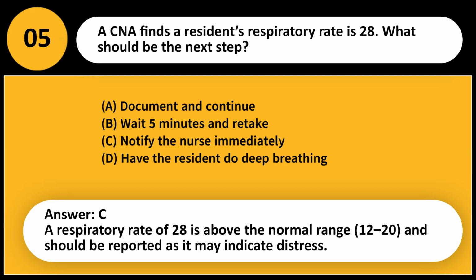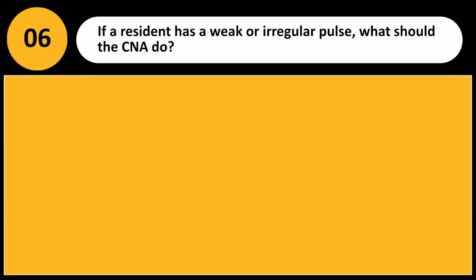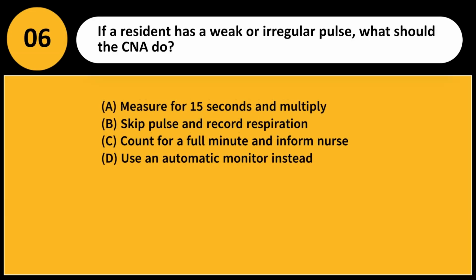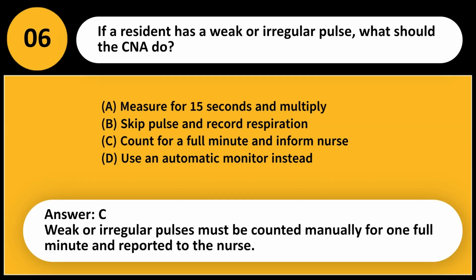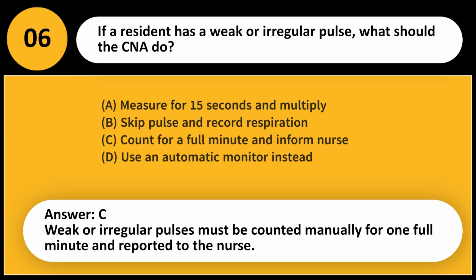it may indicate distress. If a resident has a weak or irregular pulse, what should the CNA do? A. Measure for 15 seconds and multiply. B. Skip pulse and record respiration. C. Count for a full minute and inform nurse. D. Use an automatic monitor instead. Answer: C. Weak or irregular pulses must be counted manually for 1 full minute and reported to the nurse.